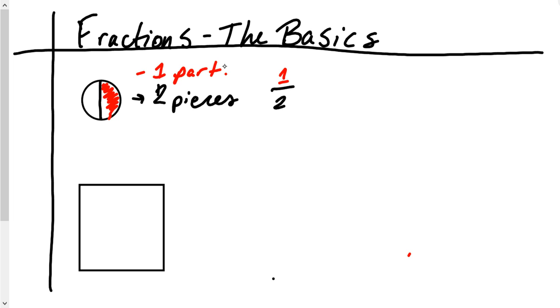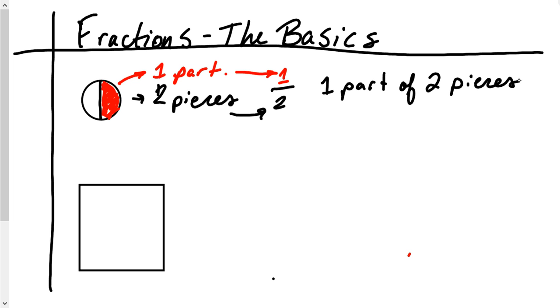So this red, if it is shaded in like this, tells me how many parts are colored in, and this tells me how many pieces the shape has been cut into. So we say one part of two pieces. Okay, what about this one? Let's divide this into fifths. And then I'm going to color 3 pieces.